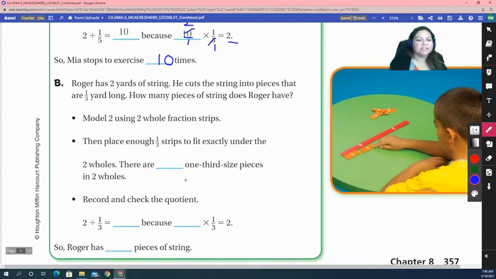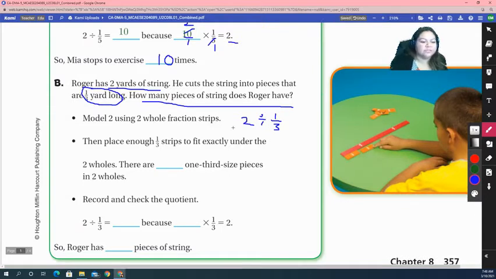So now let's go ahead and divide with fraction strips, and let's read our scenario. Roger has 2 yards of string. He cuts the string into pieces that are 1/3 of a yard long. And the question is, how many pieces of string does Roger have? So he has 2 yards of string. He cuts the string into 1/3 pieces. That means that we're dividing 2 divided by 1/3. And so we want to know what that is equal to.